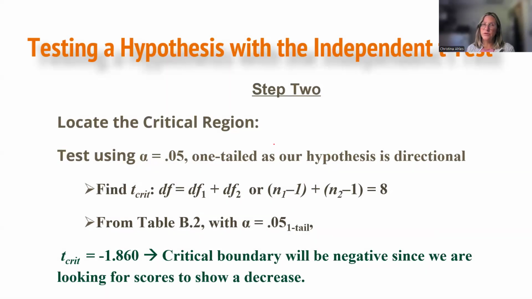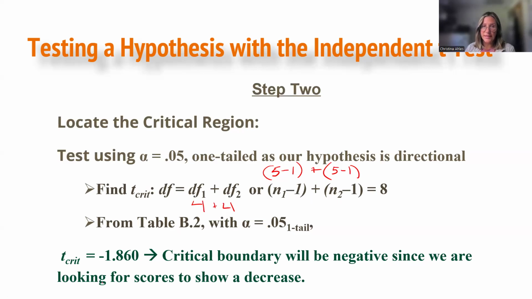So step one is done. Now we can go to step two. In that original data set, we had 5 in each condition, if you recall. So if we took the degrees of freedom for each group, it would look like 5 minus 1 plus 5 minus 1. That would be 4 plus 4, so our degrees of freedom is 8.